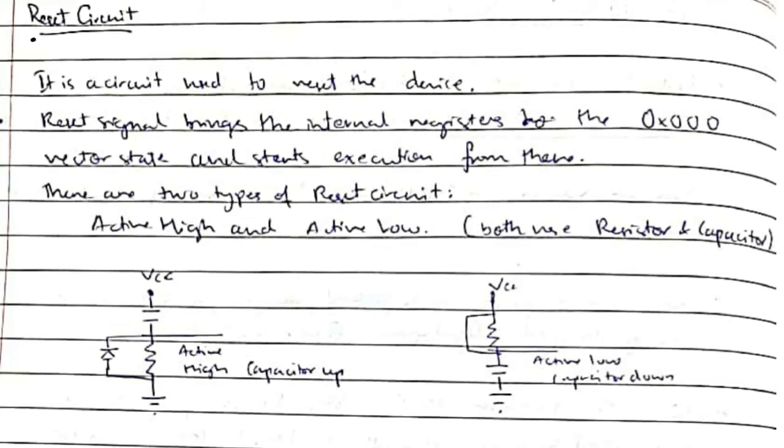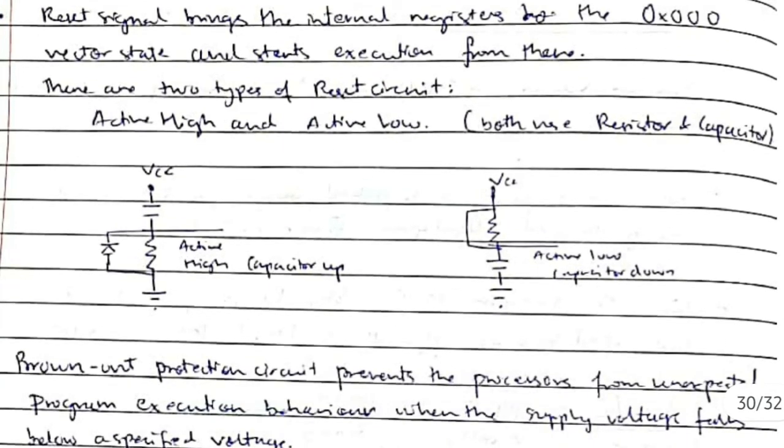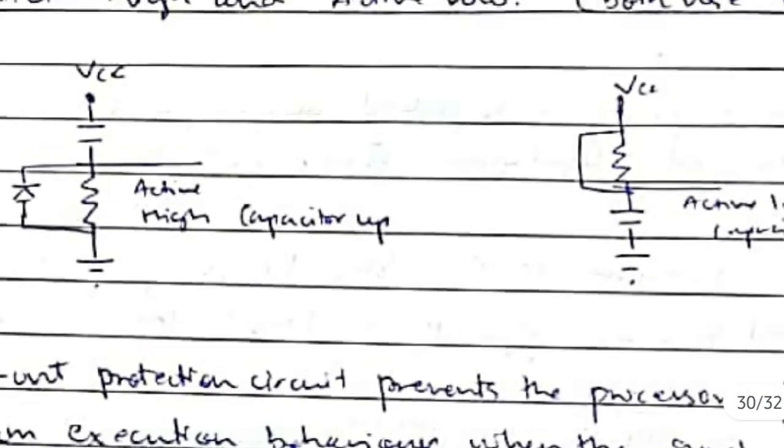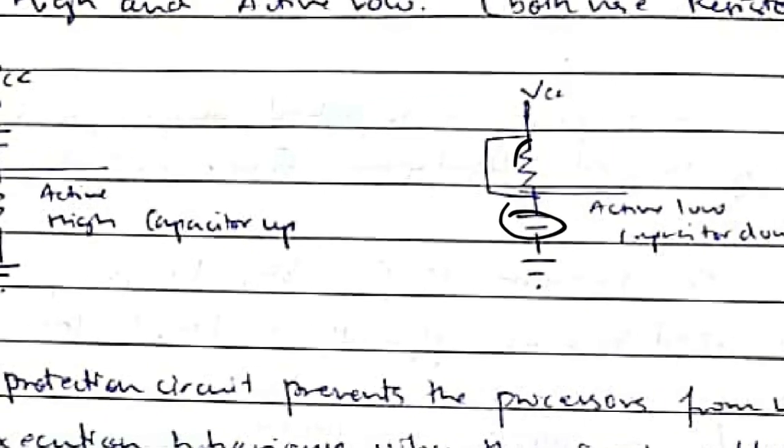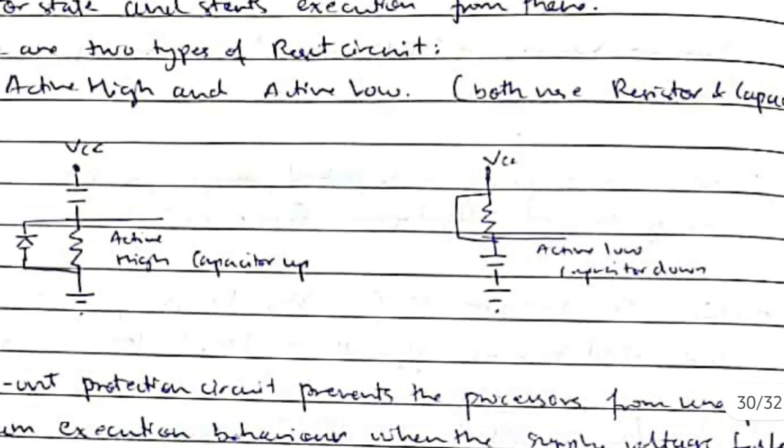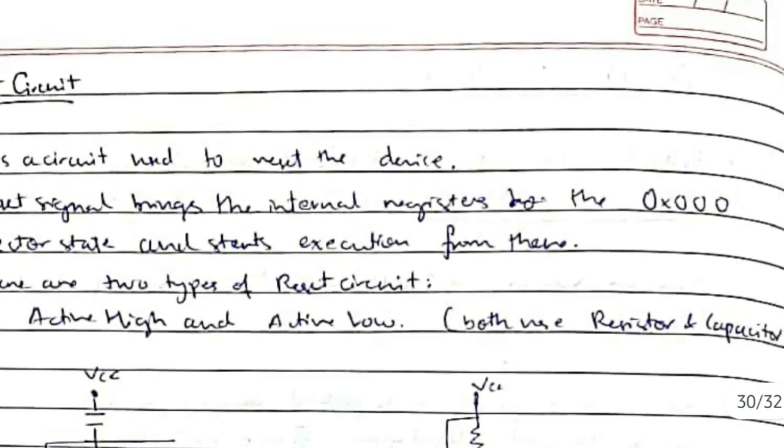A reset circuit is used to reset a device in case the device gets stuck, or in the case of a deadlock. There are two types: active high and active low. Both do the same thing, but the configuration changes. In active high, the capacitor will be on the upward side, and in active low, the capacitor will be below the resistor. When we use these reset circuits, it sets the vector of all the registers to 0, the zero vector state, and starts the execution from there, meaning from the starting point the execution begins. So this is the working of the reset circuit.